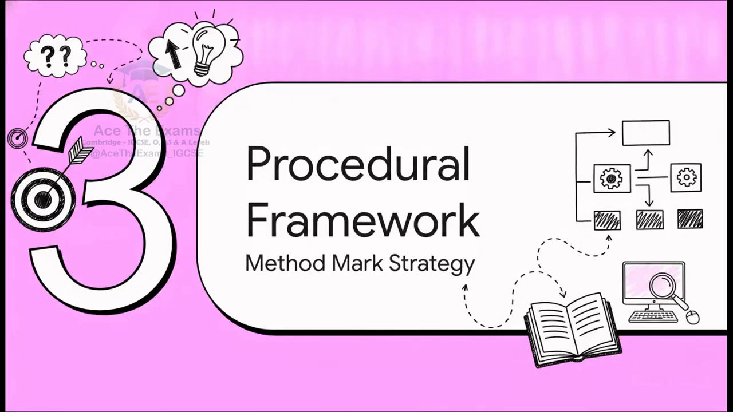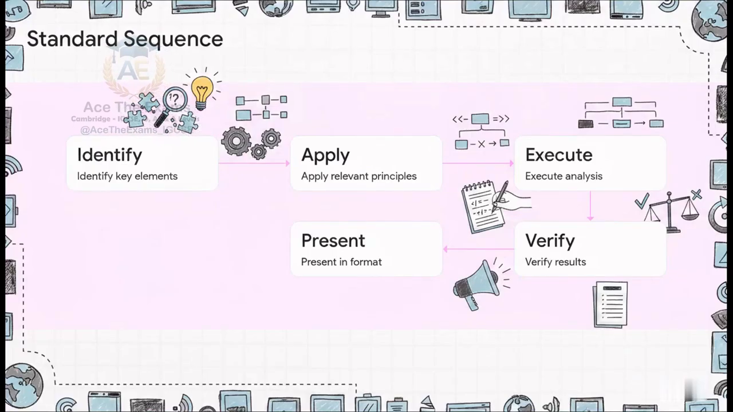All right, on to Section 3, the procedural framework. This is your method mark strategy. In the Cambridge system, marks are specifically awarded for demonstrating a systematic problem-solving process. When you're tackling an exam question on the digital divide, you've got to follow a standardized 5-stage sequence.